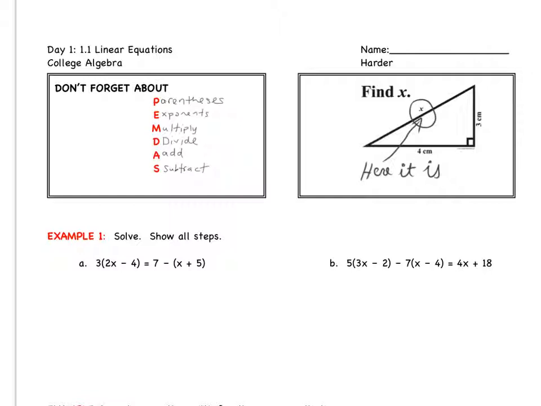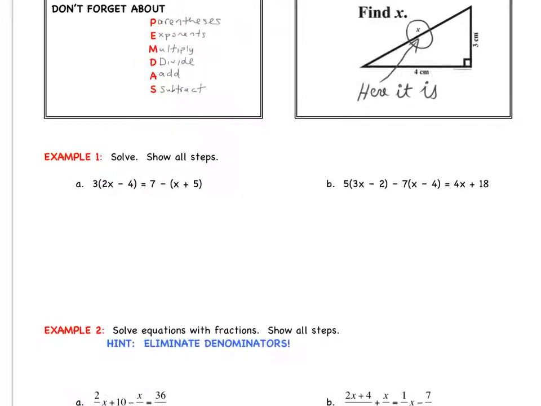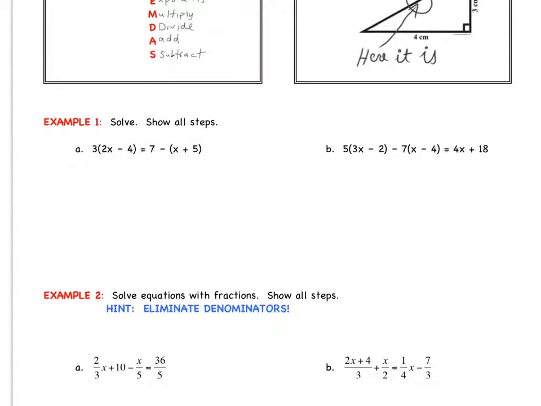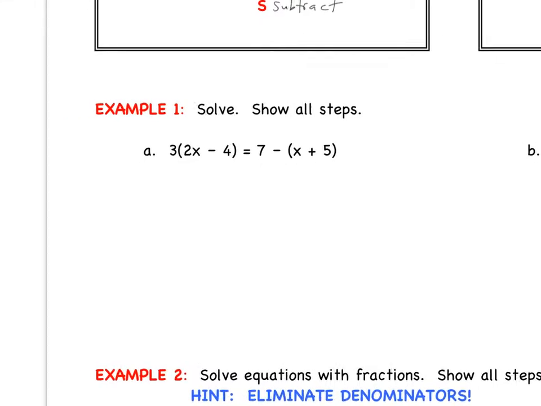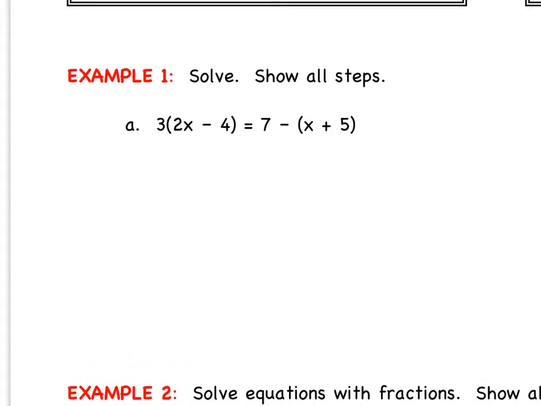So now let's quickly solve some linear equations. Let's move on down to example 1. I want you to solve and show all steps. Let's take a look at number 1a: 3 times the quantity 2x minus 4 equals 7 minus the quantity x plus 5. Let's work on each side of the equation first before we start crossing that equal sign. Let's go ahead and distribute.